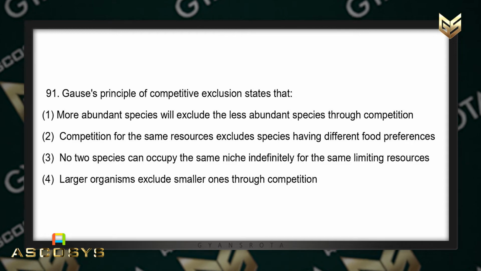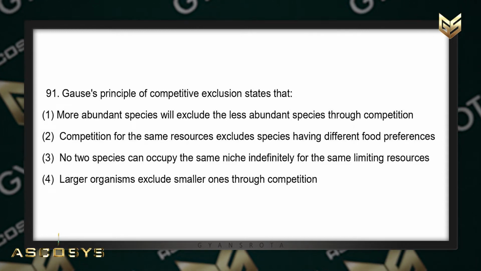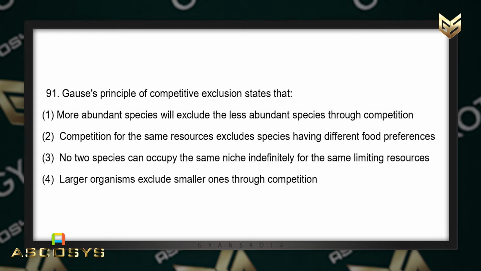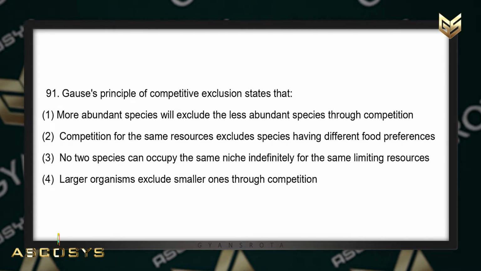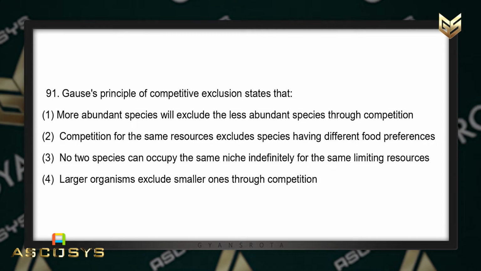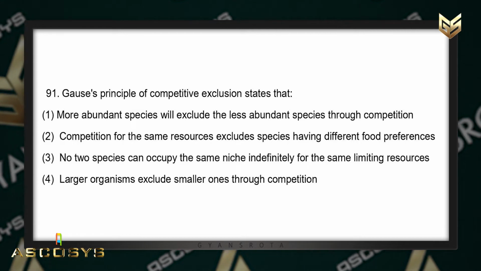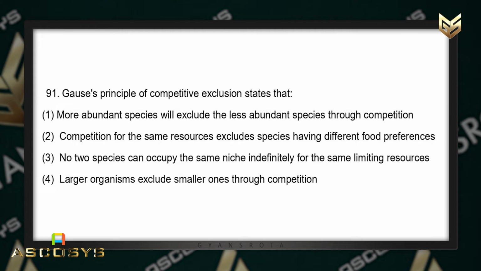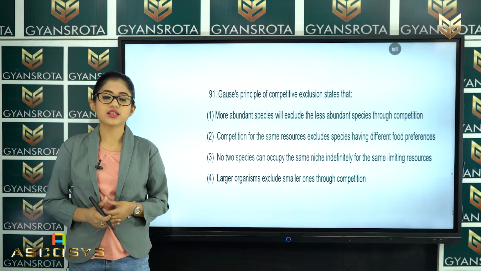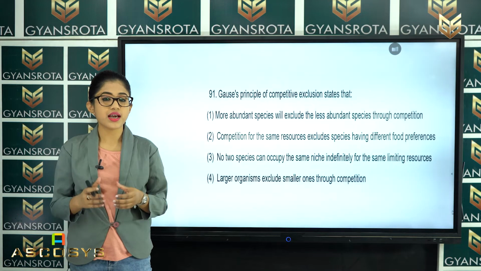competitive exclusion states that more abundant species will exclude the less abundant species through competition. Option 2 is competition for the same resources excludes species having different food preference. Option 3 is no two species can occupy the same niche indefinitely for the same limiting resources, and option 4 is large organisms exclude smaller ones through competition. So we have discussed this in the chapter Ecology.